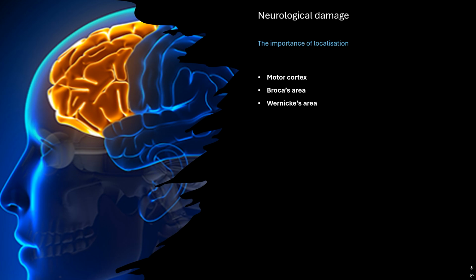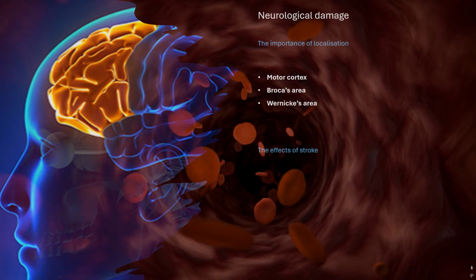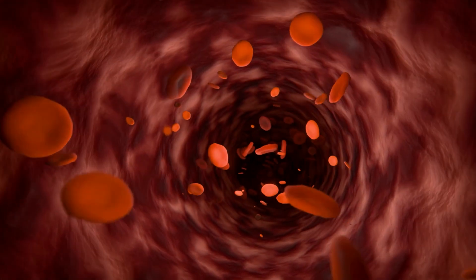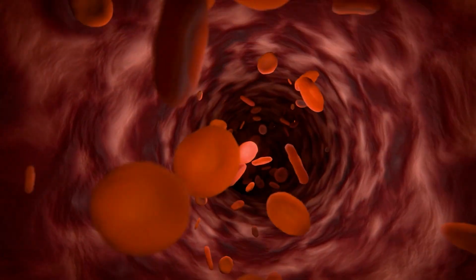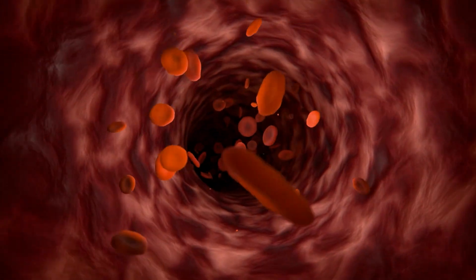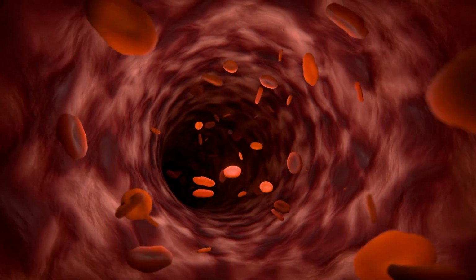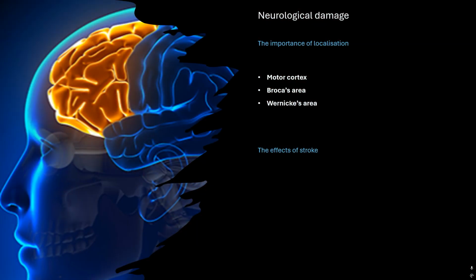And people who suffer from things like strokes. A stroke occurs when the blood supply to a part of the brain is cut off, usually by something like a clot. And the effect depends on the area of the brain that is damaged. So for example, damage to the motor cortex can lead to paralysis on the opposite side of the body. Damage to Broca's area, you may suffer from Broca's aphasia, which is slow, effortful speech. Damage to the occipital lobe, which is at the rear of the brain, can lead to vision problems.